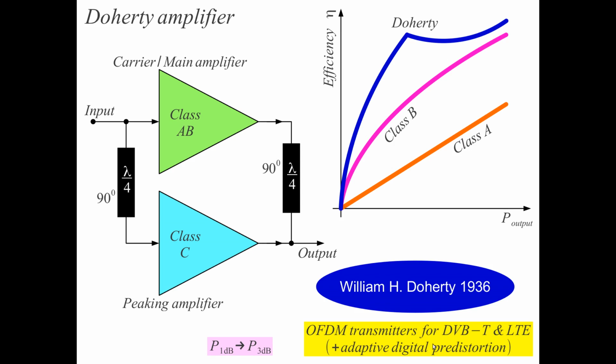So this is the solution to go with nowadays for transmitters, though the transmitter becomes very complicated. It needs feedback from the output stage back to the digital circuitry to actually adjust the adaptive digital predistortion with suitable algorithms.